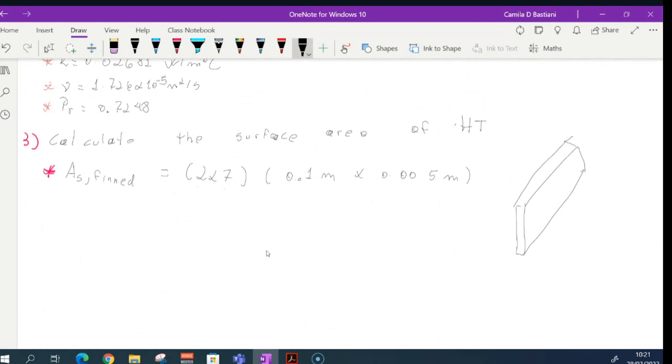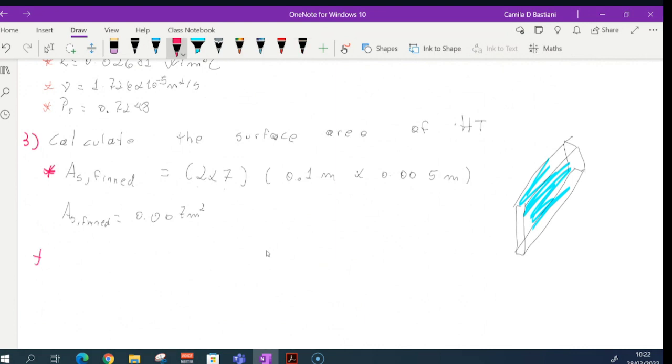Because they are very thin, I'm not going to consider the top of the fin as heat transfer area, okay? Not here. So I'm going to consider the area on this side and the area on this other side. So my finned area is going to be 0.007 meters square. Okay.